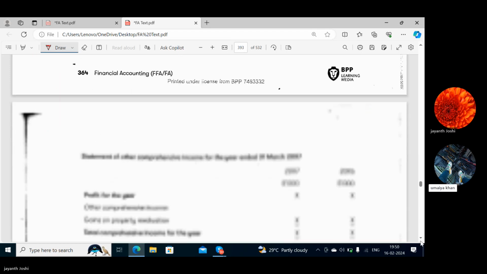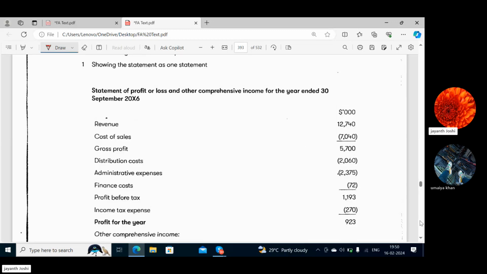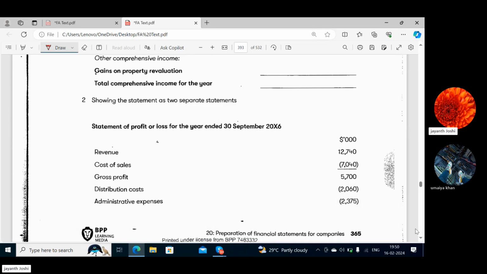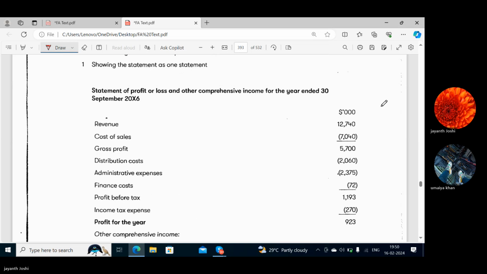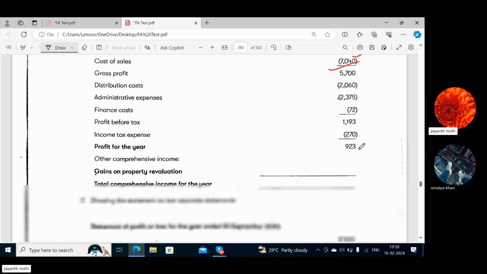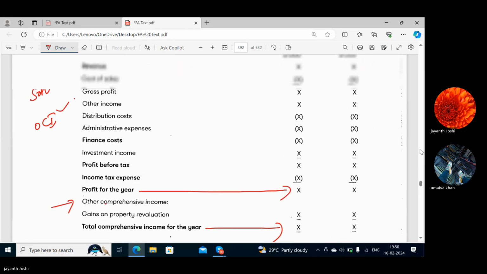Yes. So let's go ahead now. I'm making the statement. What is there to make? Everything is clearly given. We have the revenue, cost of sales, gross profit, distribution costs, administrative expenses, finance cost, and profit for the year given. You know one thing, the gain on property revaluation is given, right? So can we take that gain on property revaluation? Yes. What is the gain on property revaluation?